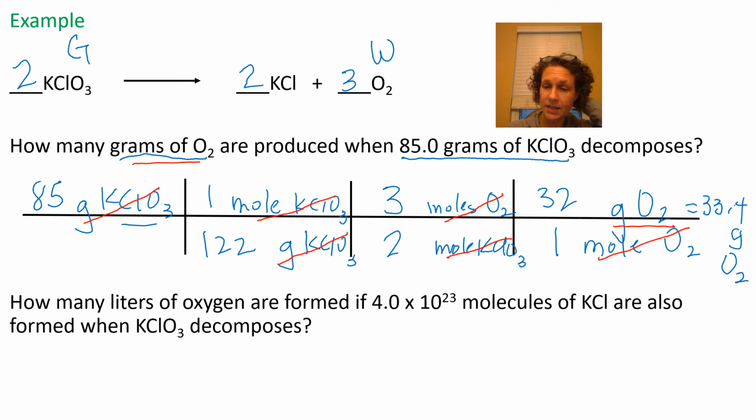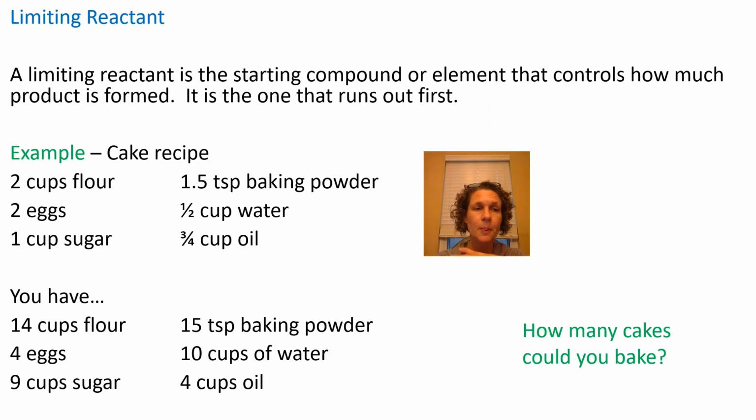I'm not going to do the second example just for time's sake. We will do it in class. Okay, so now the next thing that we will deal with in this stoichiometry unit is the limiting reactant. The limiting reactant is the starting compound or element that you run out of first. That basically means that it controls how much of the product is formed. Because once you run out of one of the reactants, you can't keep making the product. It shuts it down.